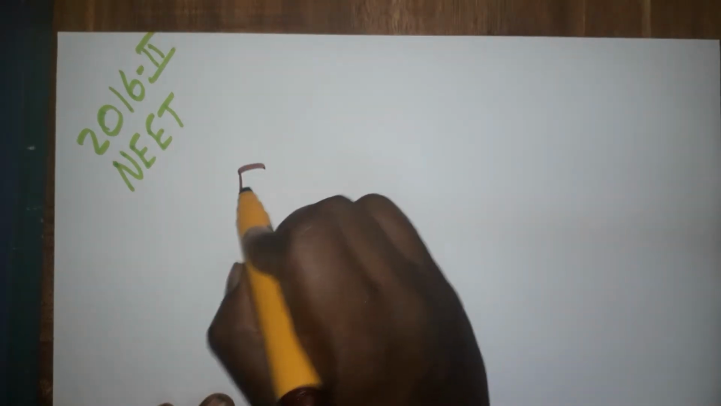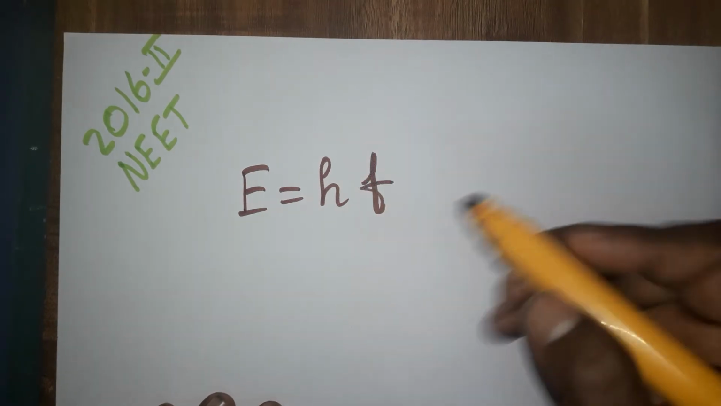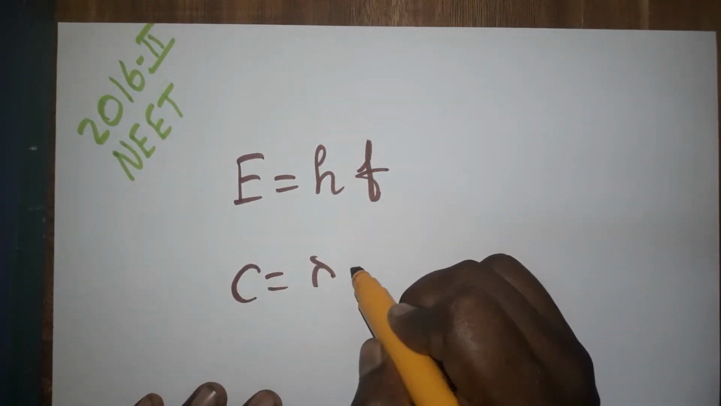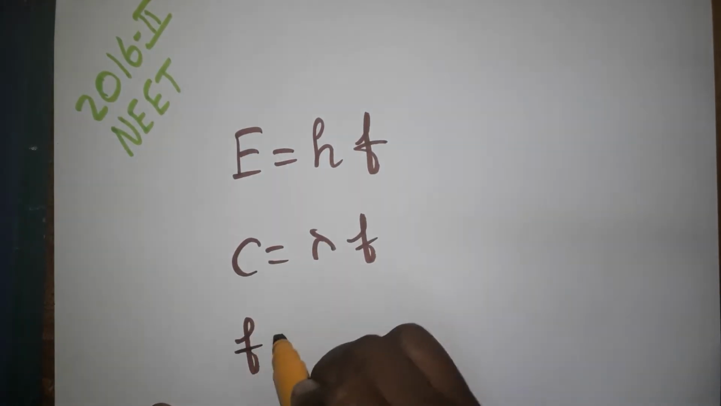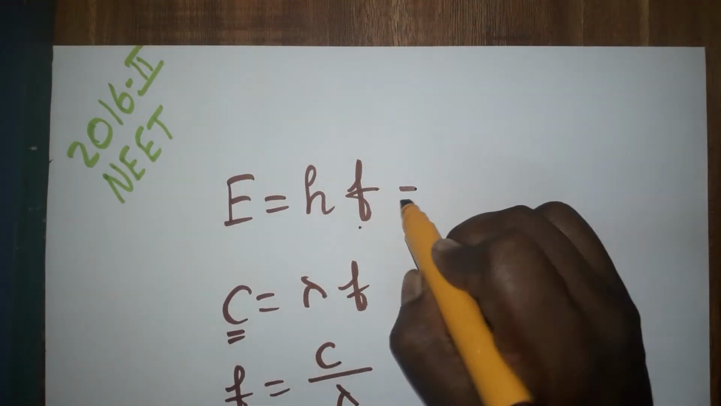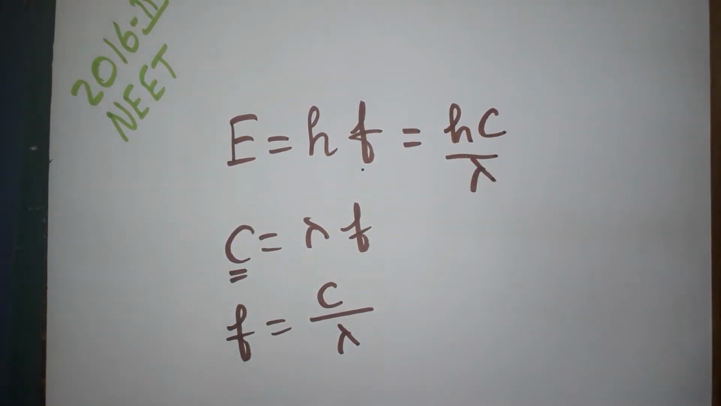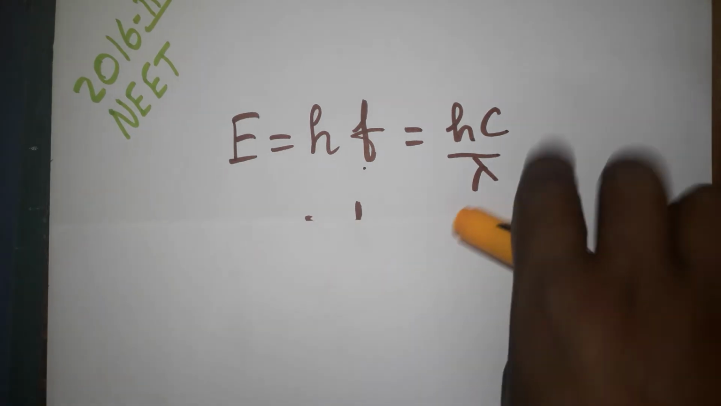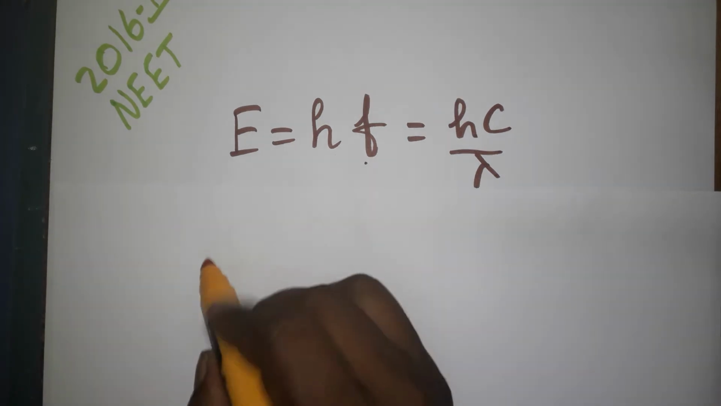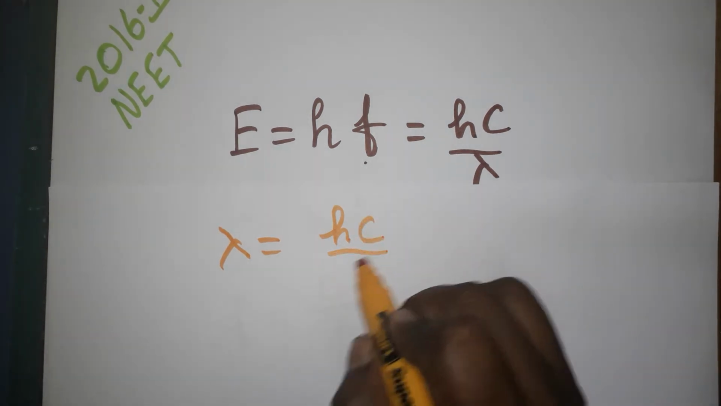So energy is equal to Planck constant times frequency. We know c is equal to wavelength into frequency. If you want frequency, frequency is equal to velocity of light divided by wavelength. So I got frequency as velocity of light divided by wavelength, so E is hc divided by lambda. Now we got energy. Actually they asked for the wavelength in relation to Planck constant and c. So the wavelength is equal to hc divided by E, you can also write.